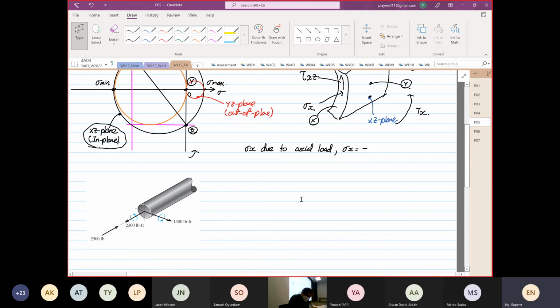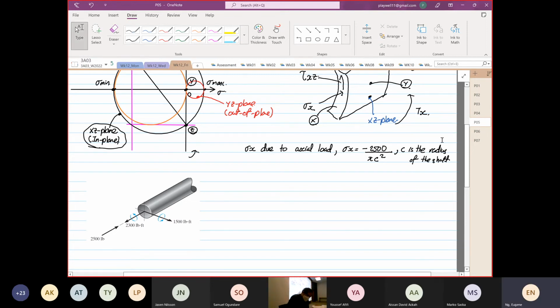Okay, it's equal to minus 2500 divided by pi c squared. Okay, so c is the radius of the shaft.